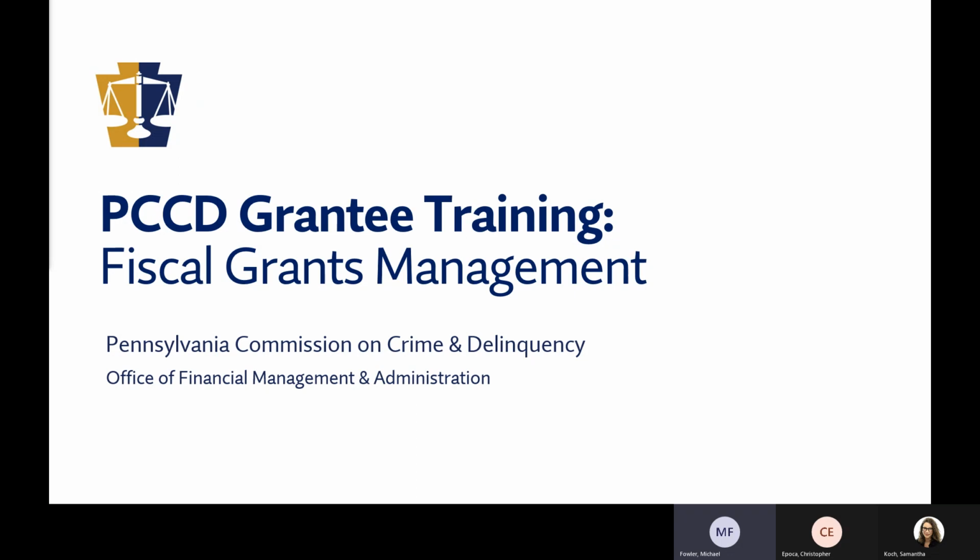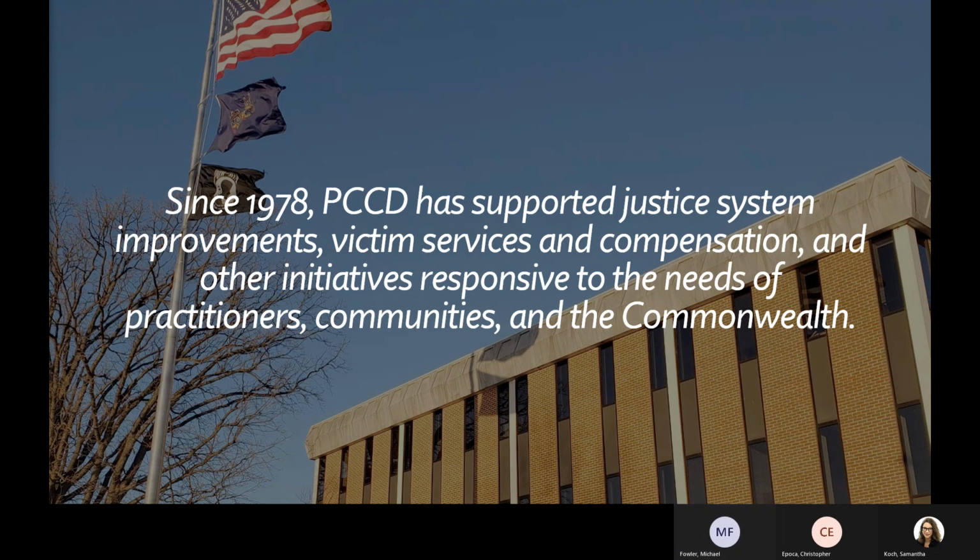First off, I'd like to start out the presentation by sharing a little bit about PCCD's history. PCCD was established in 1978 in order to support the justice system improvements. In addition to that, our mission was to facilitate the delivery of services to the victims of crime. In order to accomplish this, we partner with our agencies throughout the Commonwealth. And a vital part of that partnership is to provide you with funding.